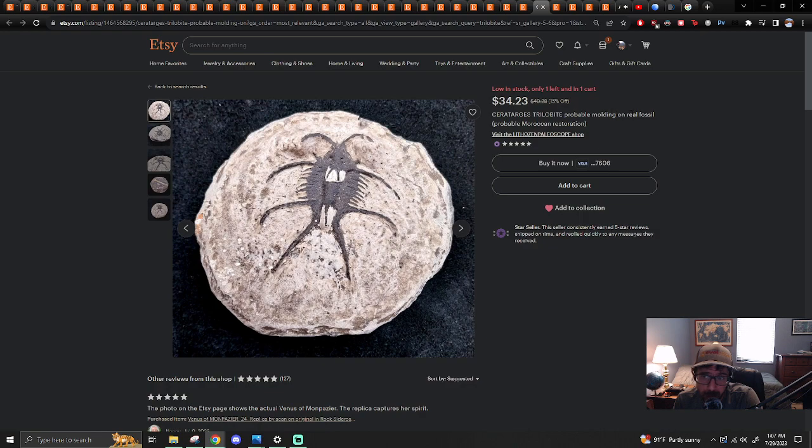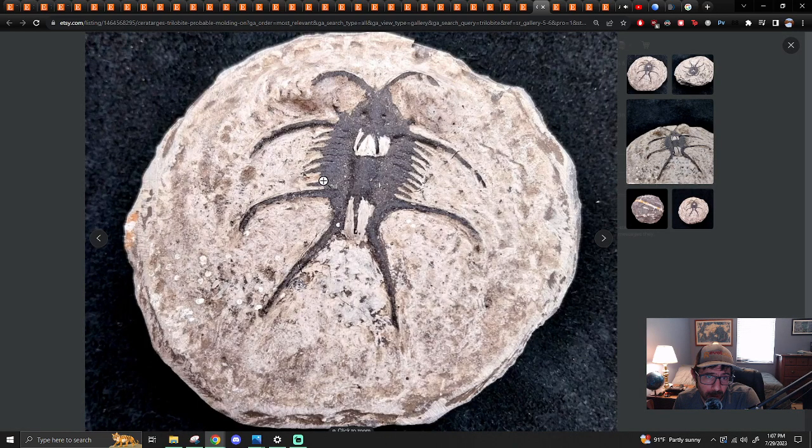Probable molding on a real fossil, probable Moroccan restoration. This one's said to be a restoration from Morocco, I guess. Very odd overall. It's got eyeballs that are kind of like these things, which is interesting. It's got 8 of them.